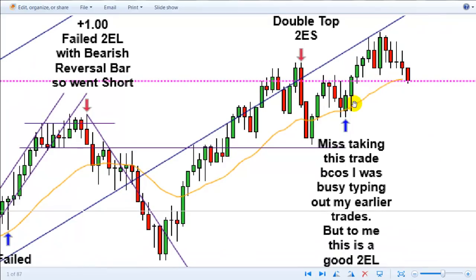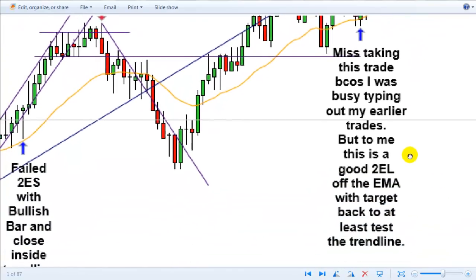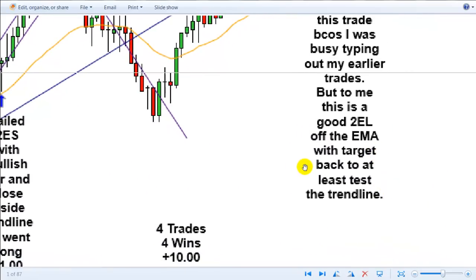But I still wouldn't be afraid to take that, because look, he made a new low. You got a first entry short, a second entry short. You got a bullish signal bar. There is 2 legs back to the EMA. Lots of reasons to take that. That is an inside bar, but because of the failed second entry short, I wouldn't be afraid to take that trade. It's a higher low as well. That's a good trade. So not quite for the reasons he listed there, but not bad.